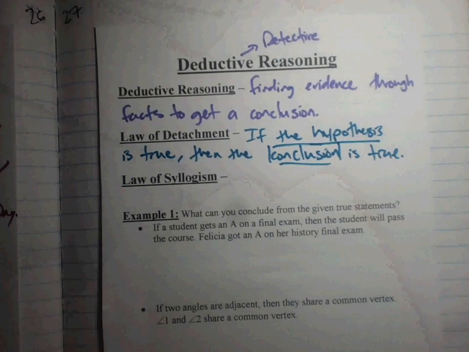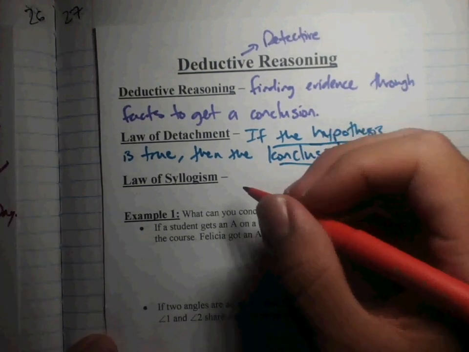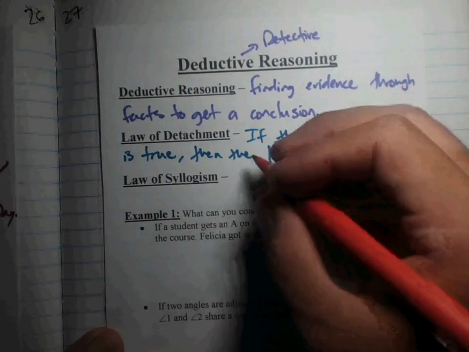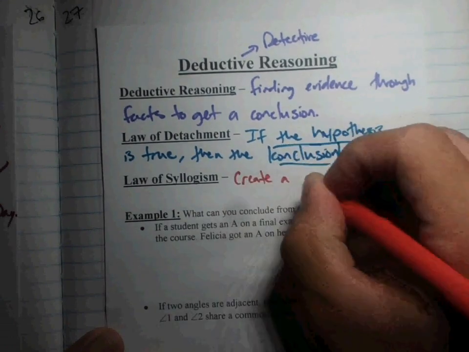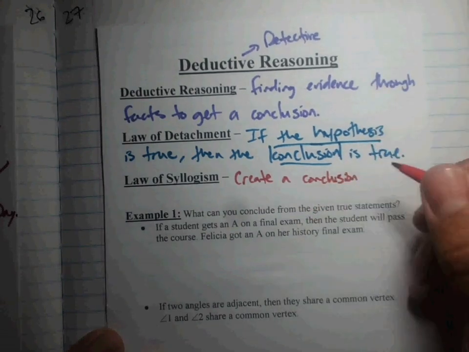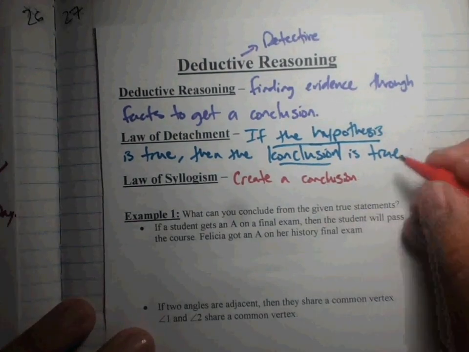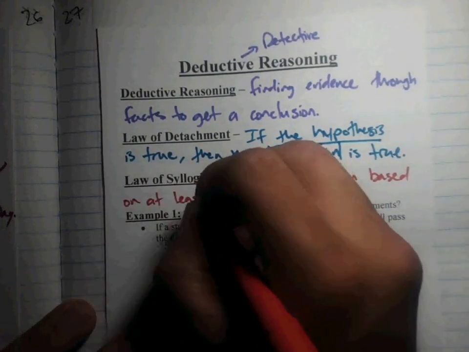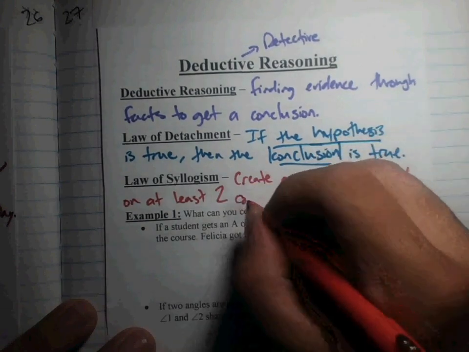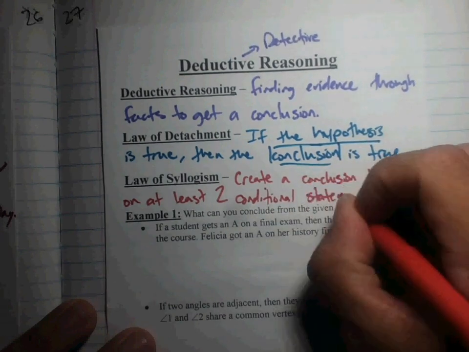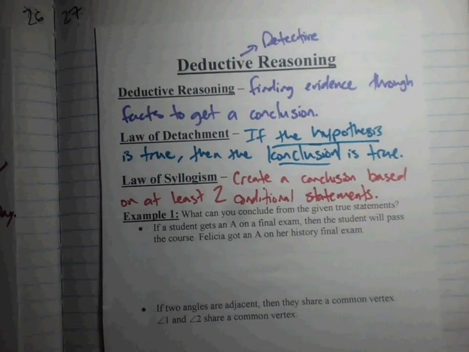All right, and then lastly, the law of syllogism. This one's kind of crazy. You can create a conclusion based on at least two conditional statements. Again, it sounds kind of weird, but we'll get to all that.